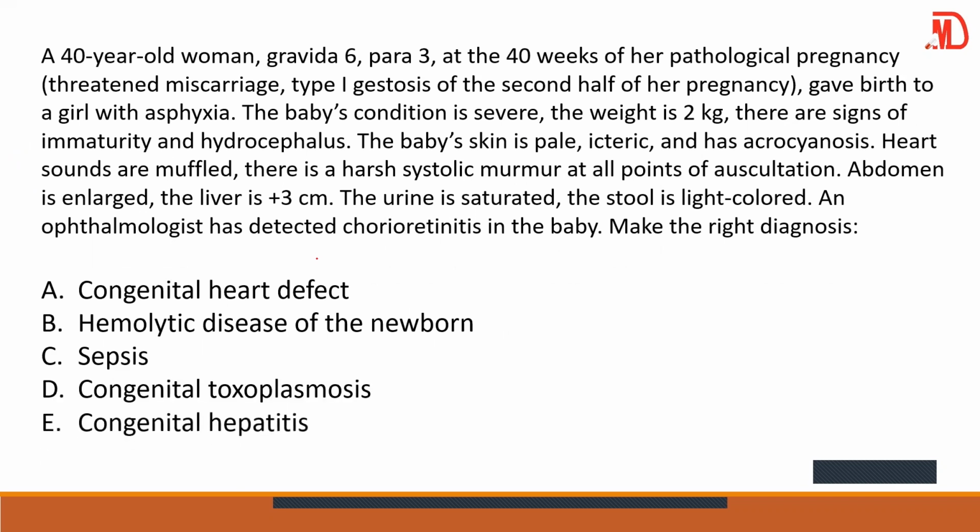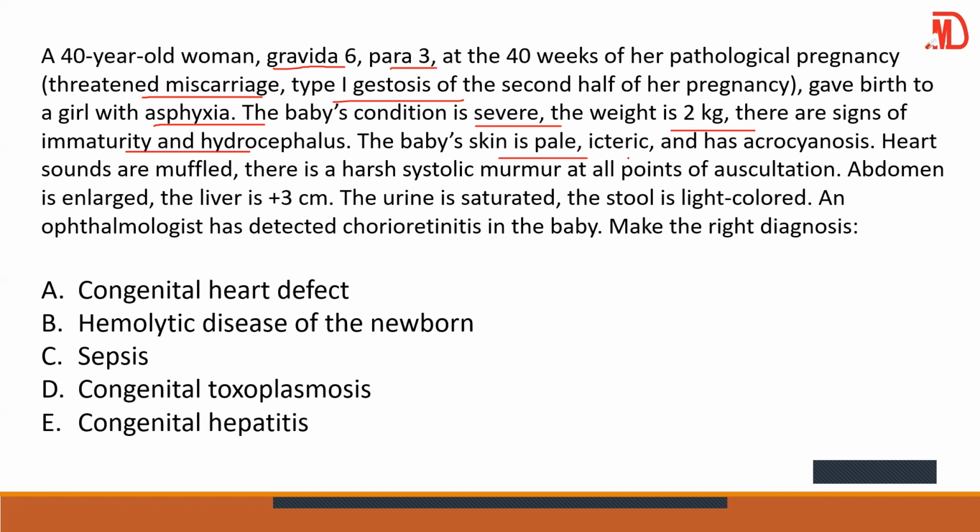So we have a 40-year-old woman, gravida 6, meaning she had 6 conceptions, para 3, gave birth to 3. So what happened to the other 3? Let's continue. At 40 weeks of her pathological pregnancy, there was threatened abortion. Type 1 gestosis of the second half of her pregnancy. She gave birth to a girl with asphyxia. Okay, the baby's condition is severe.